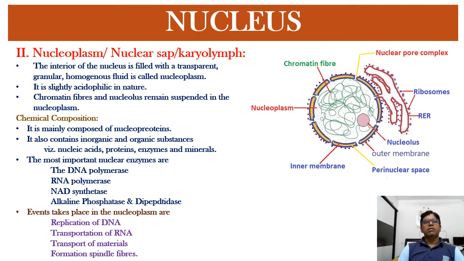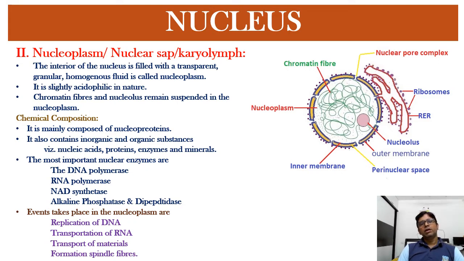The chromatin fibers and nucleolus remain suspended in the nucleoplasm or karyolymph. And if you see the chemical composition of the nucleoplasm, nucleoplasm is mainly composed of nucleoproteins and also contains inorganic and organic substances. For example, nucleic acids, proteins and enzymes are the organic substances present in the nucleoplasm. Minerals are the inorganic substances.